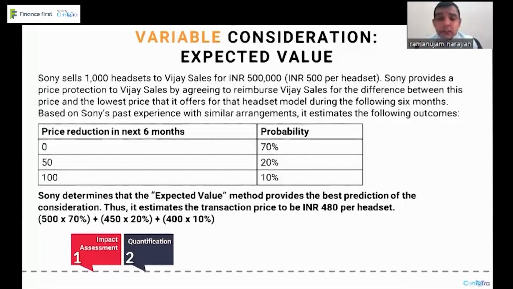Sony determined that the expected value method provides the best prediction because it is a portfolio of contracts. Thus it estimates the transaction price to be INR 480 per headset, that is 500 into 70% plus 450 into 20% plus 400 into 10%, the price reduction based on the probability. Understood? It is only a brush-through of what I have given in the form of an example from a price standpoint.